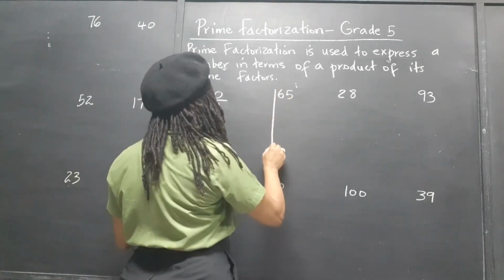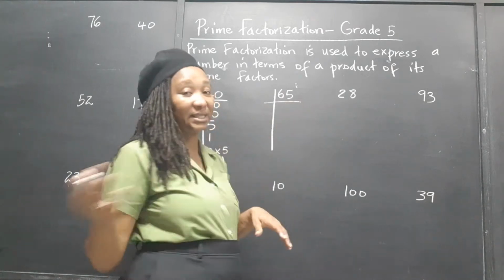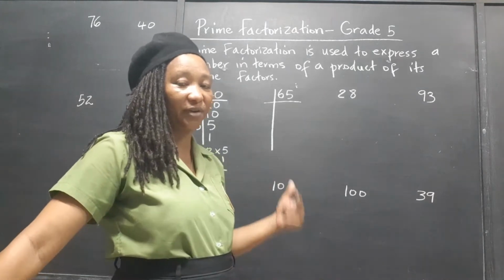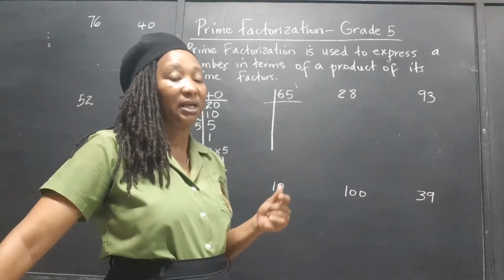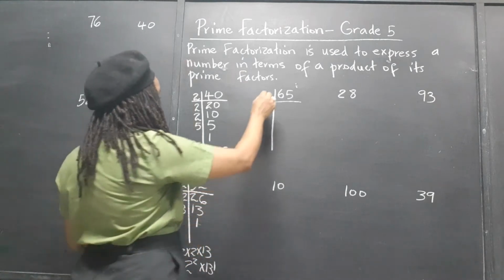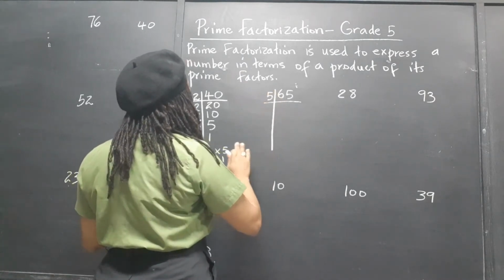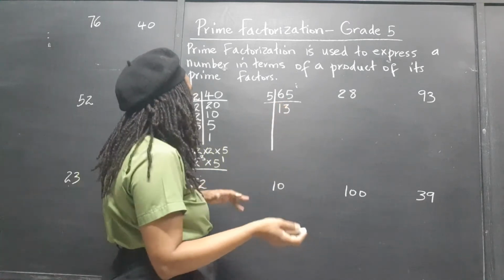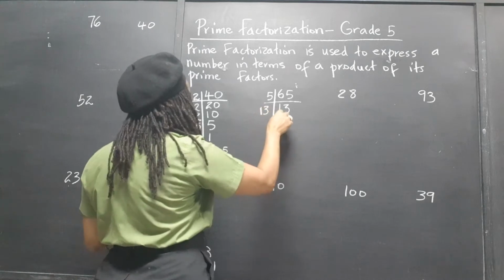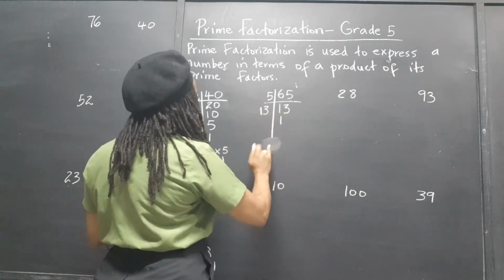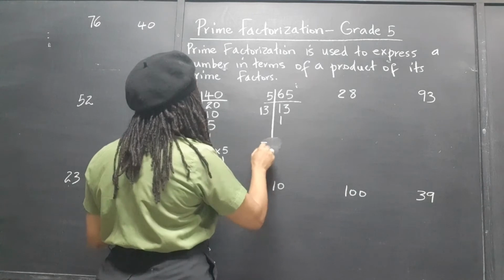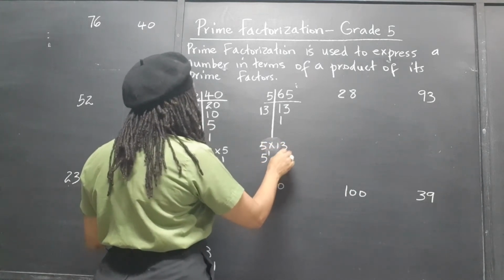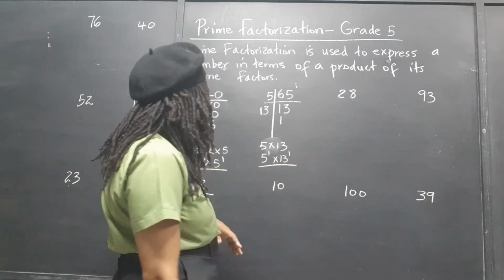65. 2 can't go into 65. 3 can't go into 65. So the nearest prime number, the first prime number that can go into 65, is actually 5. Alright, 5 goes into 65 13 times. And of course 13 is a prime number, so only it can go into itself once. So what we have here, 5 times 13, or 5 to the first power times 13 to the first power. That's our answer.